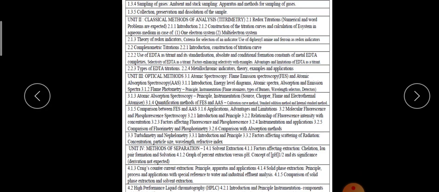In turbidimetry we have to see again the introduction, the techniques, its principle, then which factors affect the scattering of the radiation. There are certain factors given: concentration, particle size, wavelength and the refractive index. This part we have to cover under this particular unit. Now we will move further to our main topic, optical methods.